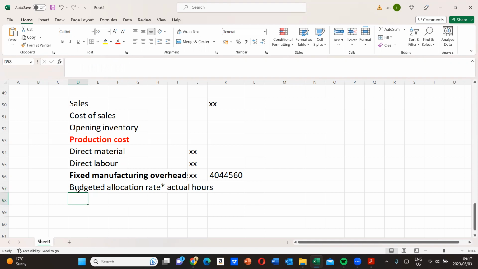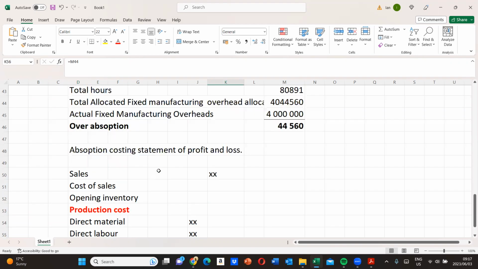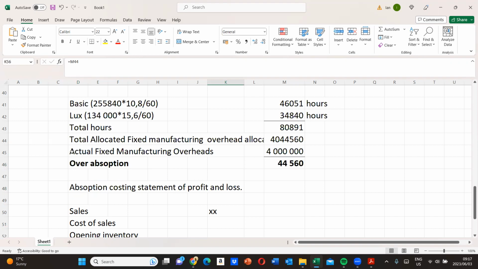So when you have the actual hours, now we have calculated the actual hours, right? Can you see this is where we are? Now we come and compare the allocated versus the actual.